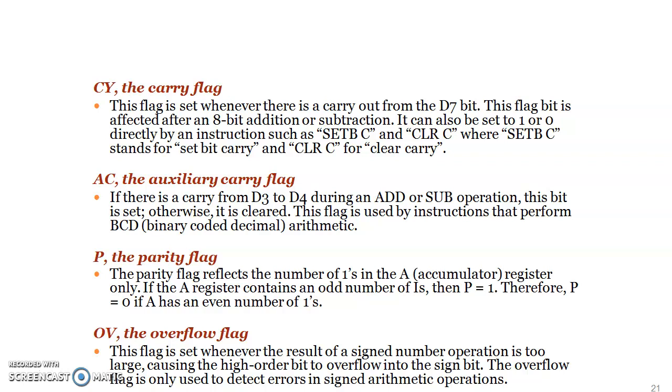Carry flag: this flag is set whenever you get a carry out from the D7 bit. Auxiliary carry: you get this carry flag from the lower nibble to the upper nibble. Parity: if the parity is odd then P equals 1, otherwise it is 0. And then the overflow flag.